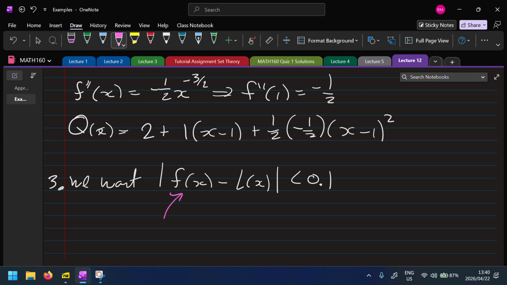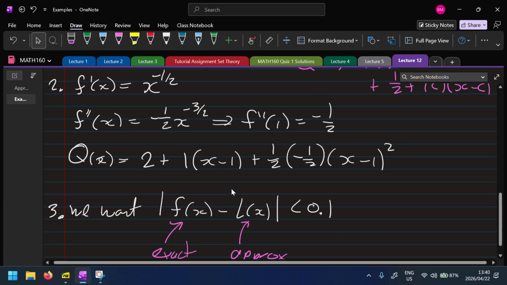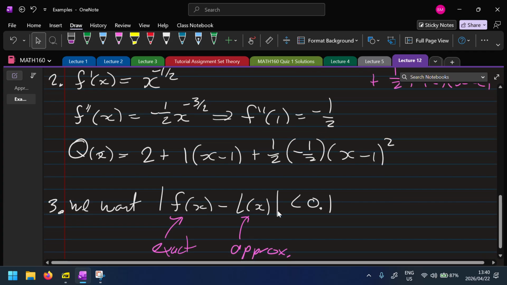So here, f, that is the exact value. This is the approximate value. The difference between exact and approximate, that's the error. We want it to be less than 0.1. And the idea is to find the x values. Okay, so we've got this inequality. We want to solve for x.